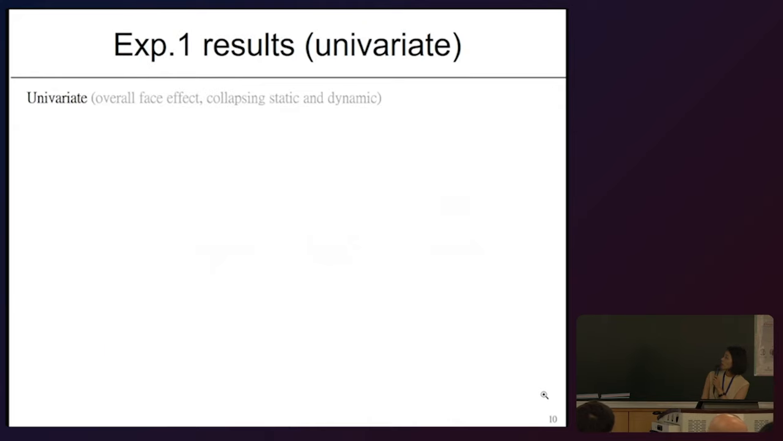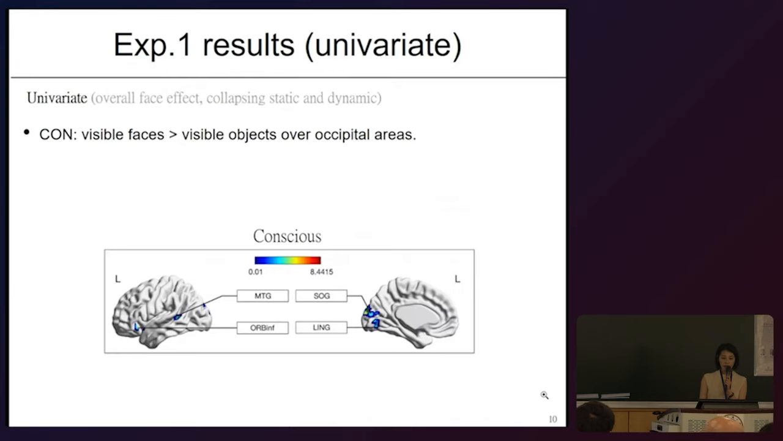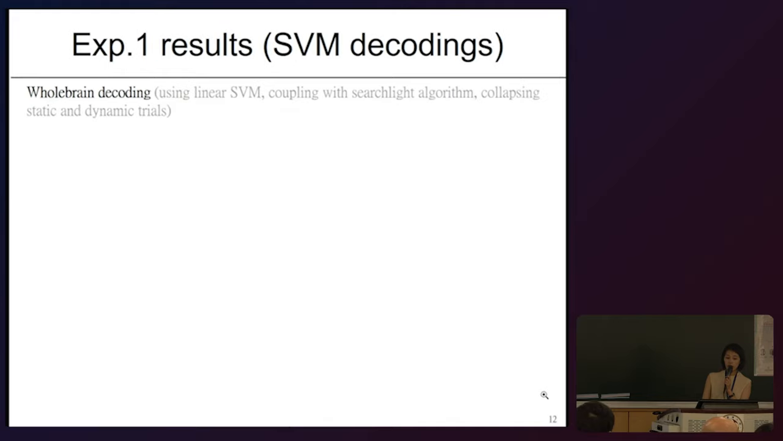Now we move on to our results, starting with univariate. When we tested the overall effect in conscious conditions, we found that visible faces always have greater activation than visible objects over the occipital area. But in the unconscious condition, no region showed such an effect.